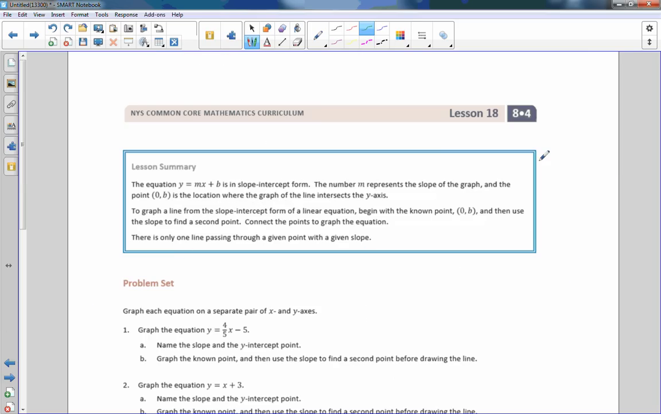And that is the end of lesson 18. Review the lesson summary and go to your problem set.